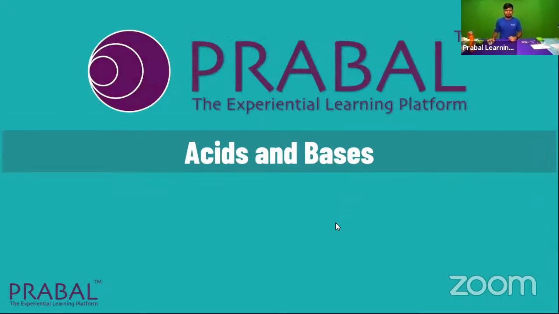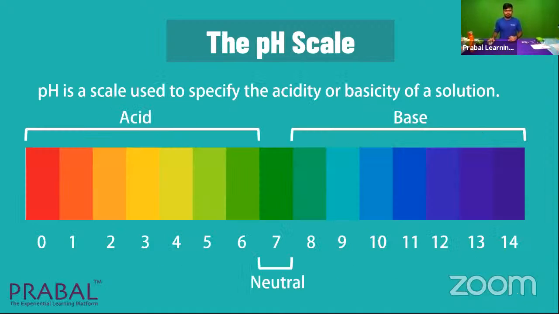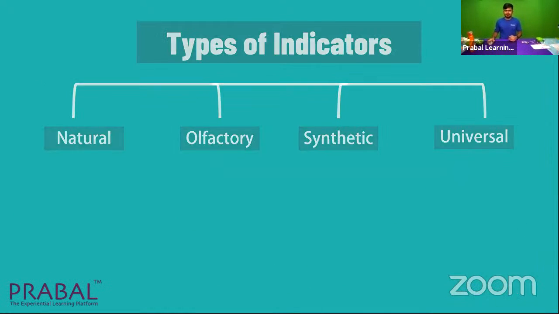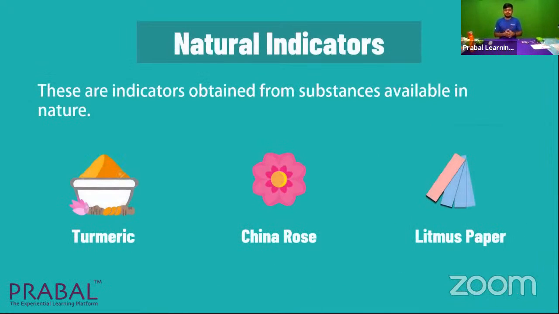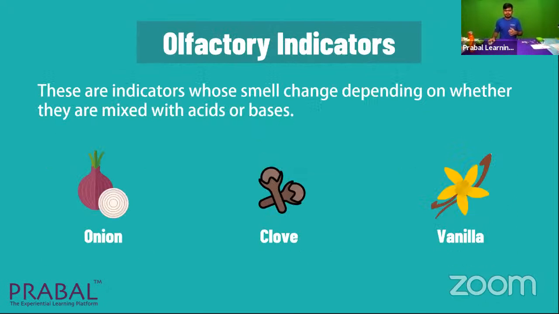We started by talking about acids and bases. A few common examples were lemon, tomato, and all that. You can try the experiments that we tried today in this session at home using turmeric or water, or even if you can buy some litmus paper, you can try those activities. So we talked about natural indicators. Then we talked about turmeric. We talked about blue litmus paper and red litmus paper.